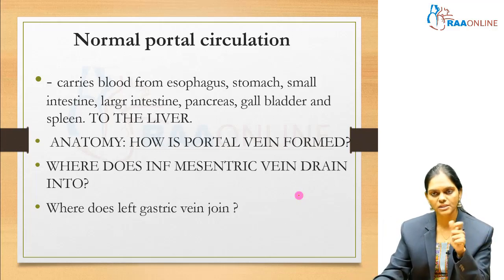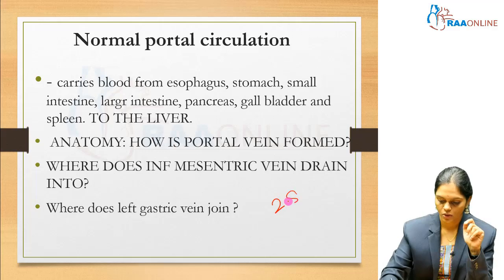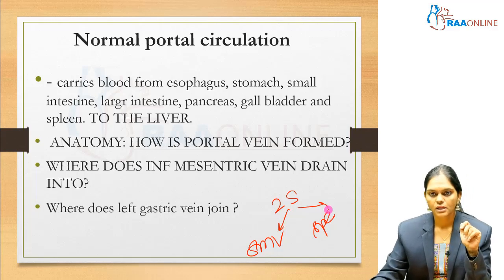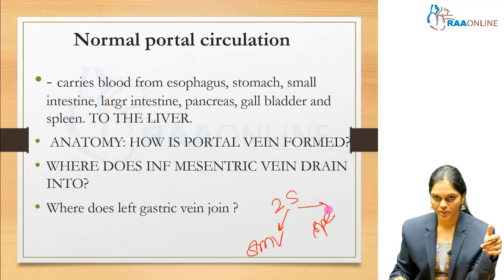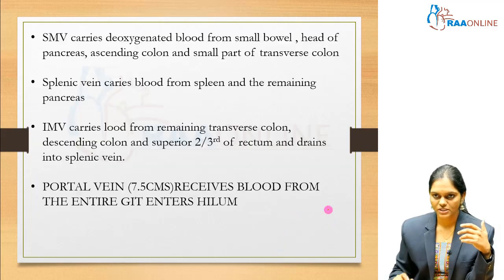Okay. Now, how is a portal vein formed? In portal circulation, the key anatomical structure is the portal vein. How is it formed? It is formed by 2 S's. One is the superior mesenteric vein and the other one is the splenic vein. Okay. The inferior mesenteric vein actually drains into the splenic vein. But how is a superior mesenteric vein formed? All these questions we'll answer now.